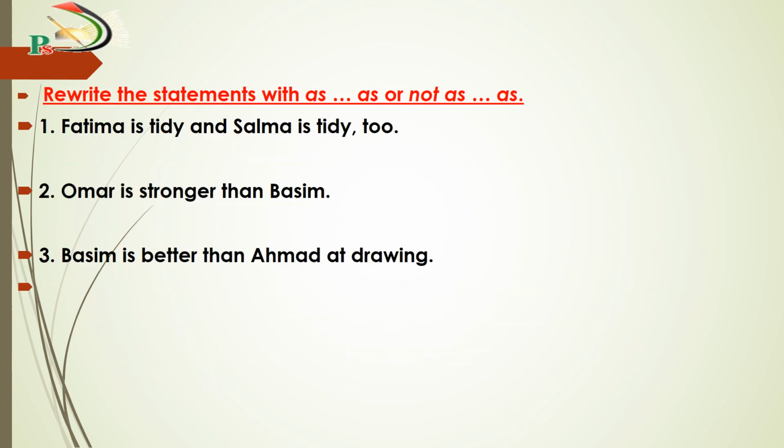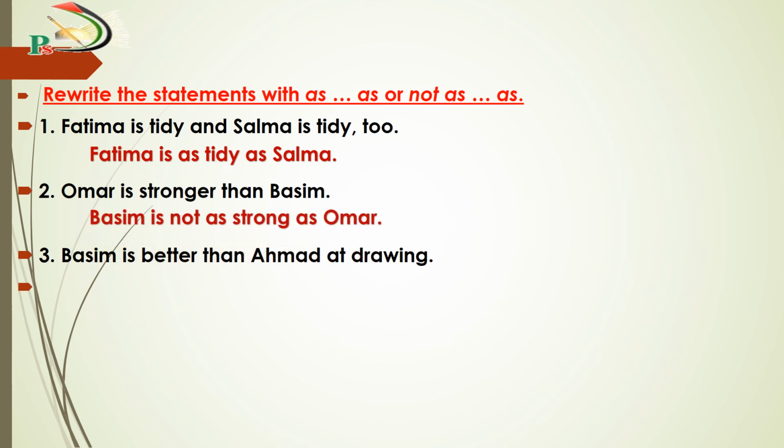Now let's do this exercise together. Rewrite the statements with as or not as. Number 1. Fatima is tidy and Selma is tidy too. Fatima is as tidy as Selma. Number 2. Omar is stronger than Basim. Basim is not as strong as Omar.